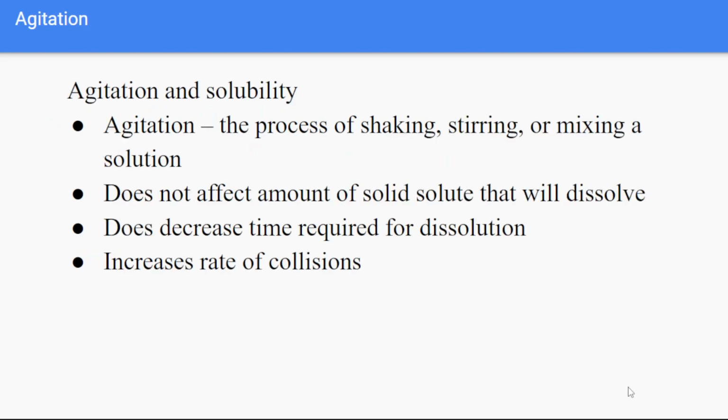So first you have stirring, which we could say is agitation. That could be shaking, stirring, mixing, anything like that, where you're moving the particles around quickly. It doesn't affect the amount of solute that's being dissolved, but it does decrease the time for it to dissolve. And the reason this happens is because the collisions that occur between the solvent and the solute increase. So it increases the rate of those collisions, which makes the solute dissolve.